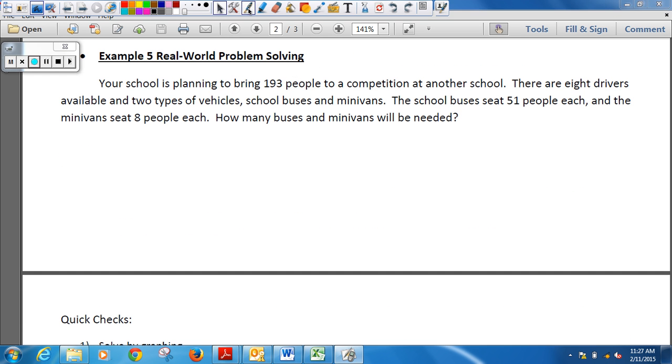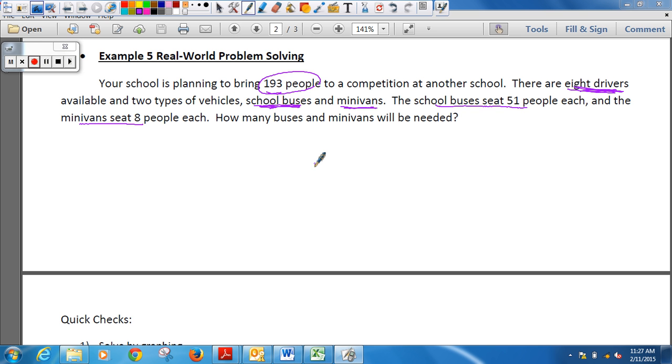Our last example here is the real world problem solving. It says your school is planning to bring 193 people to competition at another school. There are 8 drivers available and 2 types of vehicles. You can take a school bus and they can take minivans. The school buses seat 51 people each and the minivans seat 8 people each. How many buses and minivans will be needed?